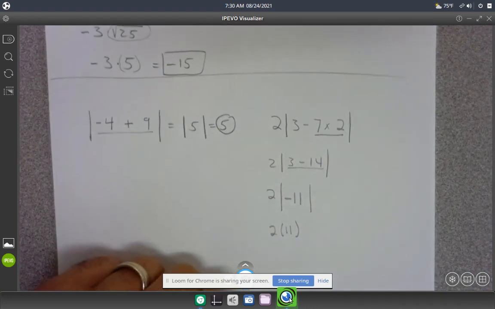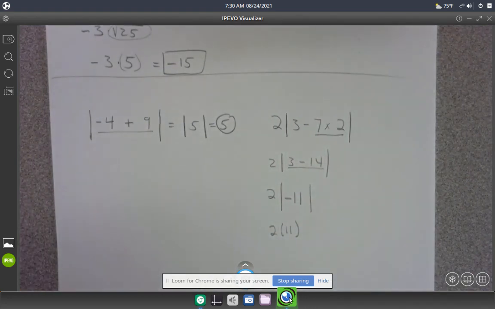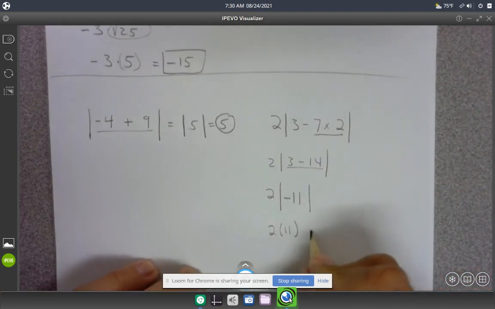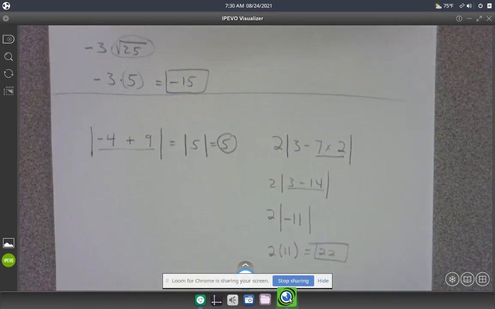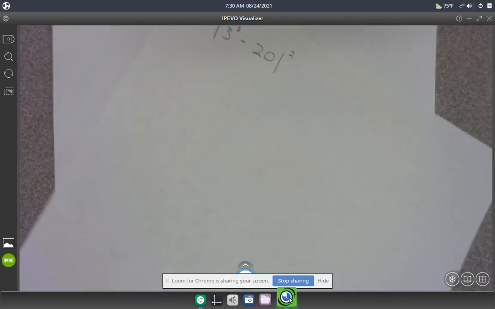I know I'm writing a bunch of stuff. You can do most of this in your head, but it's nice to be able to show your steps and all that. And then 2 times 11, that's 22. Cool. Got it. Last one. Yes, last one.